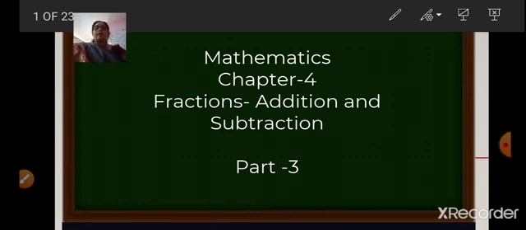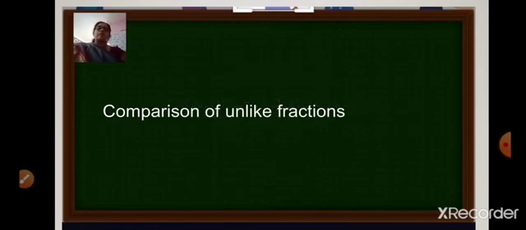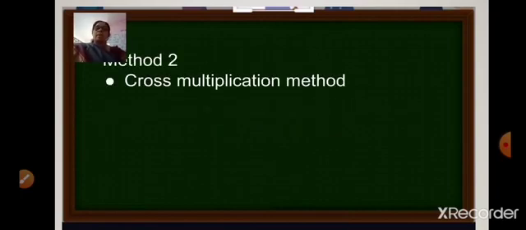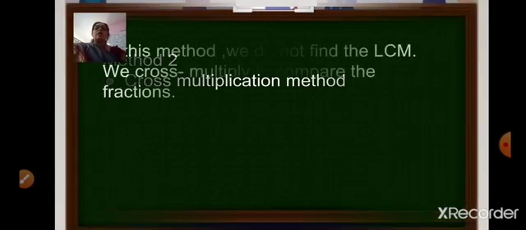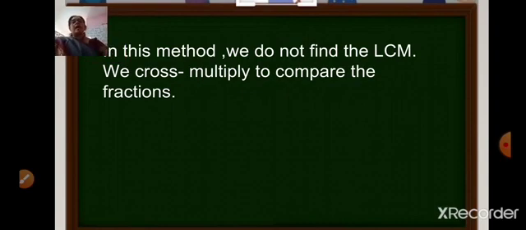Today we'll be doing part 3 of chapter 4. Now in the last class, we had already learned how to compare two unlike fractions using the LCM method. So today again we'll be learning how to compare two unlike fractions but with the second method, that is the cross multiplication method. Now in this method, we don't have to find the LCM. We just have to cross multiply to compare the fractions.